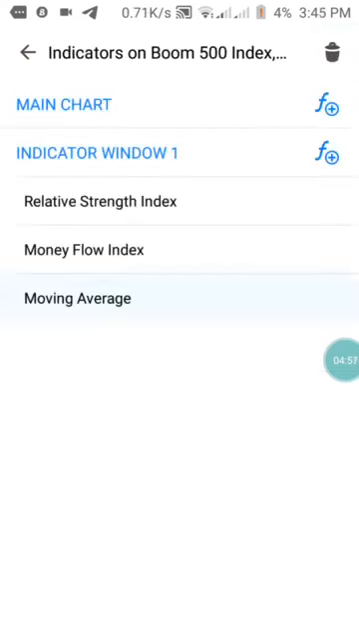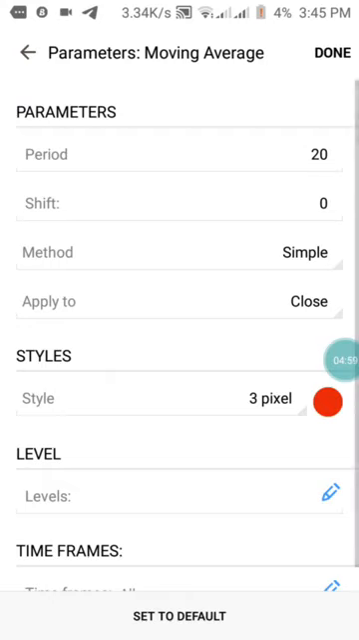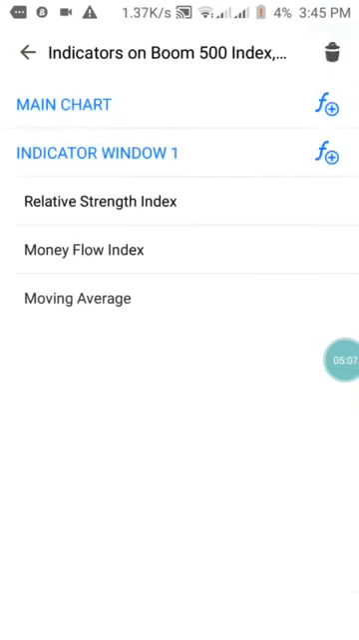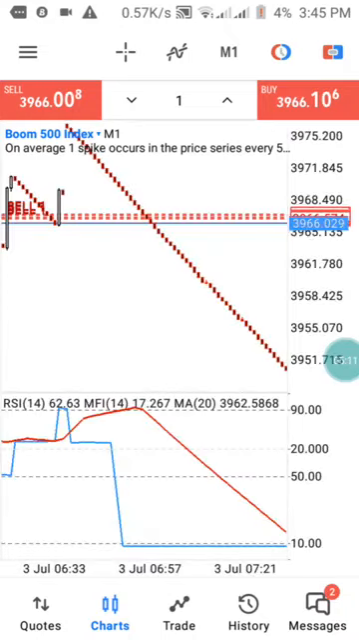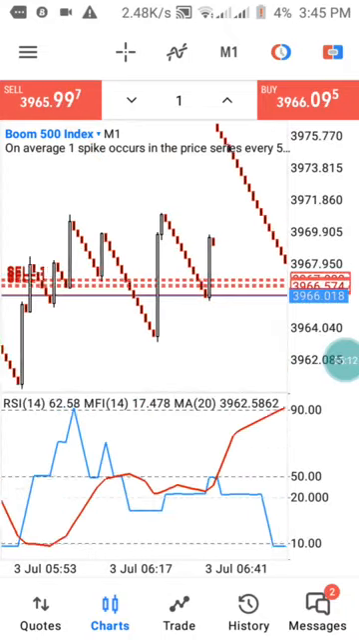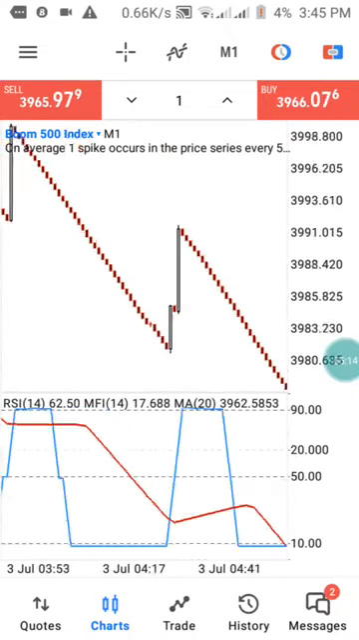And we have our last one, which is our moving average. We have the period of 20, our shift of 0, method to be simple, apply to close, and we have our style in red color. Then you press on done. So by doing this, we have the same settings the way I have it here on my chart.